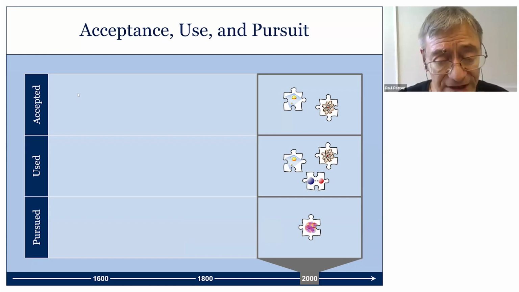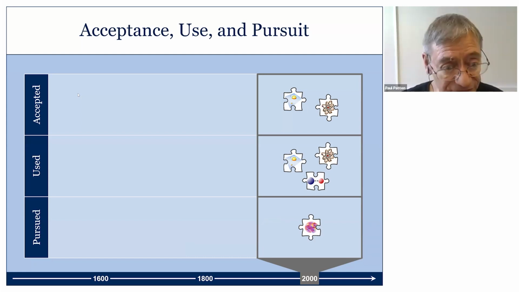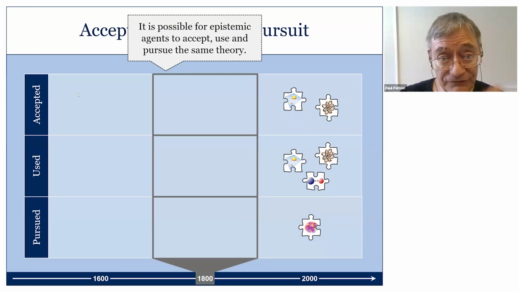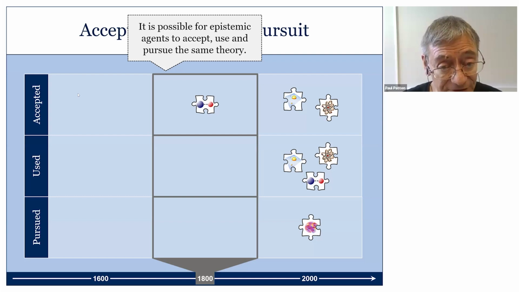Now let's look at the past and how we can describe the stances toward theories in past communities. Let's consider, for example, the physics community in 1800. I should first say that it's possible for an epistemic agent to accept, use, and pursue the same theory. And this was the situation in 1800 for the physics community. The accepted theories were the theories of classical physics at that time, the theories that were used in practical applications throughout physics and engineering was also Newtonian physics. And the further development of classical physics continued to be pursued.